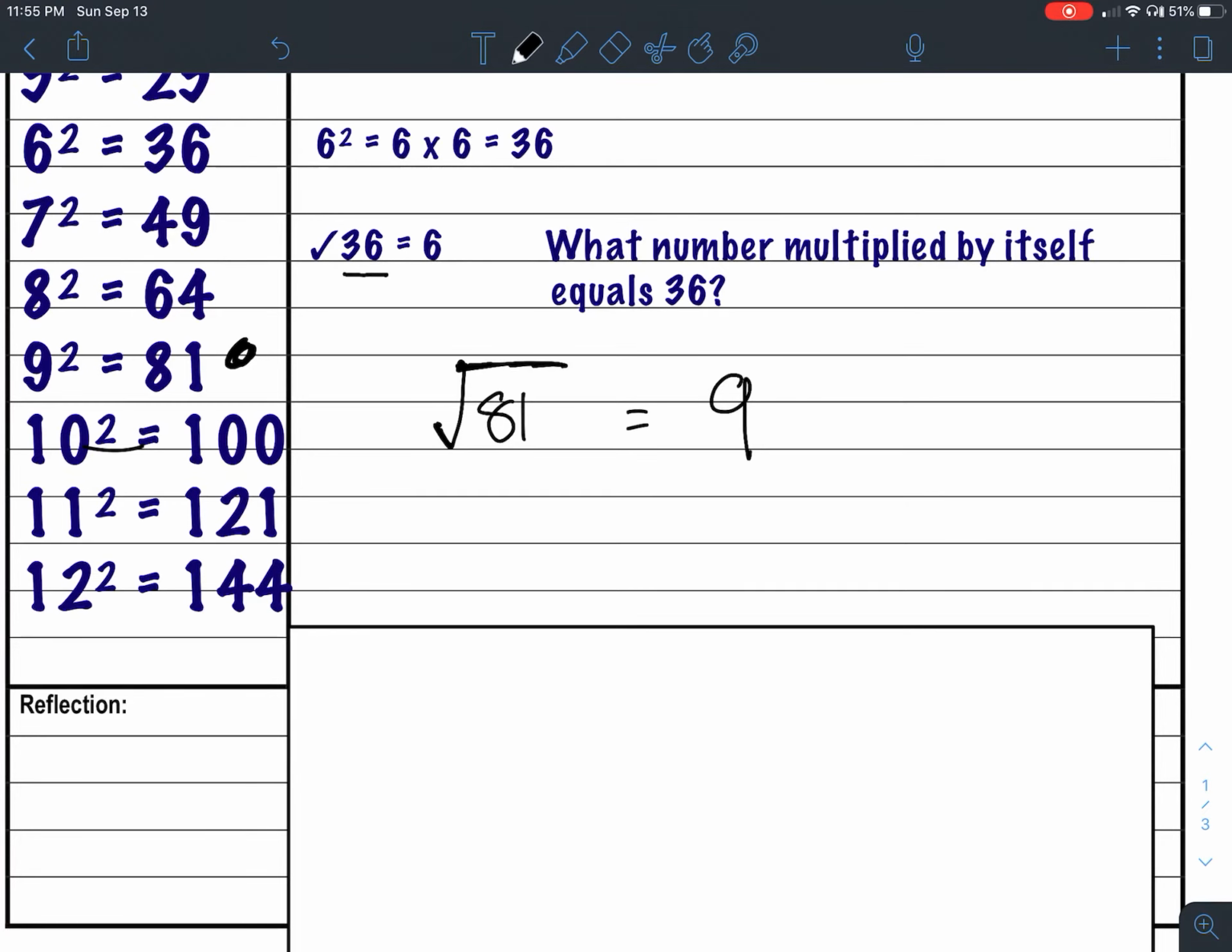Now notice how I didn't write 9 squared, because those are technically not equal. The square root of 81 is equal to 9. 9 squared equals 81.